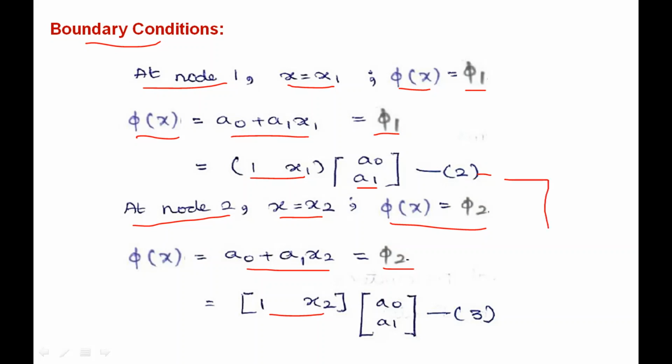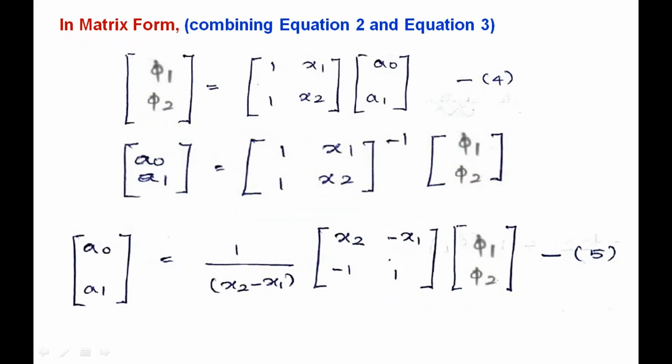Now we are going to combine equations 2 and 3. So you will get 1 x1, 1 x2, a0 a1 on the right hand side. You will get a square matrix, and the left hand side will be phi 1 and phi 2, right? So combining these two equations, on the left hand side we have phi 1 and phi 2, the nodal parameter matrix. The right hand side has the 1 x1, 1 x2 square matrix. This is called the coordinate matrix. Then this is the A0 A1 column matrix, the unknown coefficient matrix. Now our aim is to find these A0 A1 values.